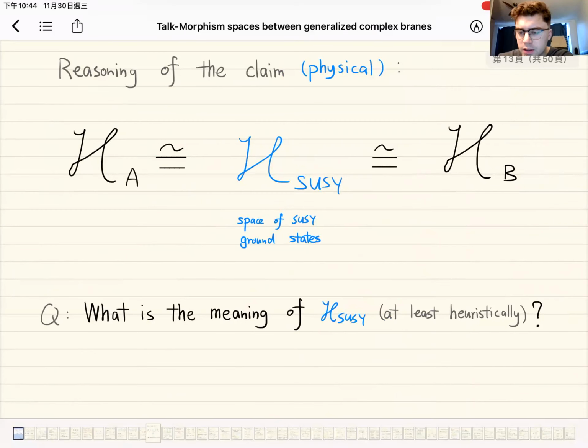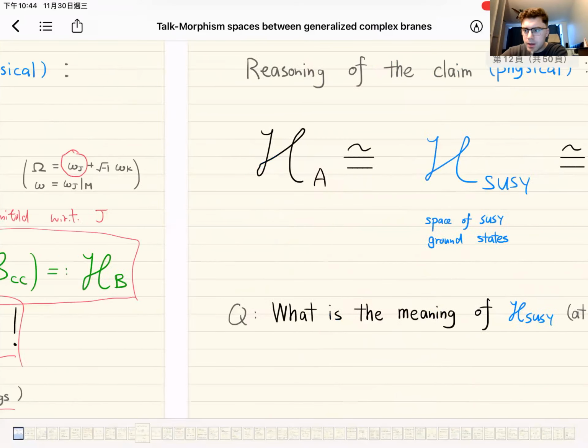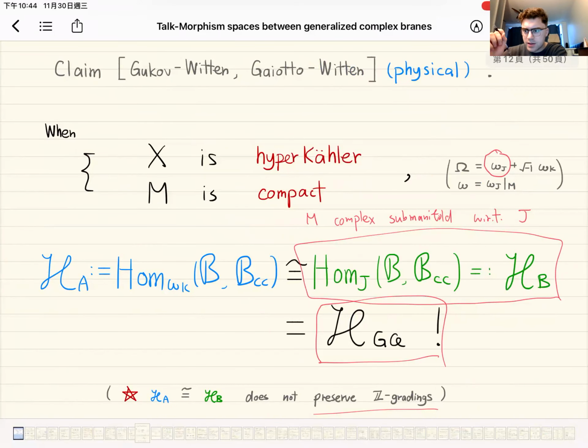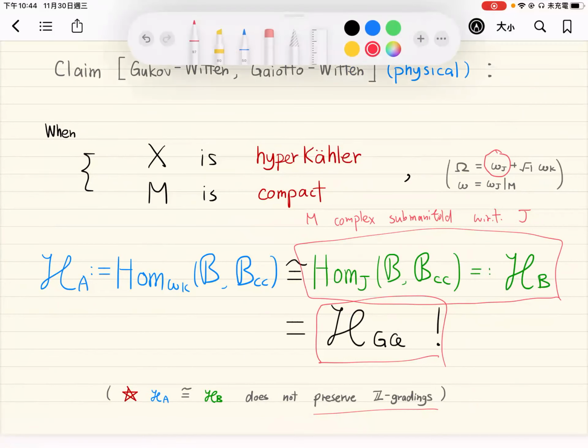Sorry, just a quick question. You said that the B model morphism space is the quantum Hilbert space you get from doing geometric quantization. Yeah, but geometric quantization on M. Okay, geometric quantization on M. Because the B branes are on the manifold X, but the quantum Hilbert space is for the manifold M here.